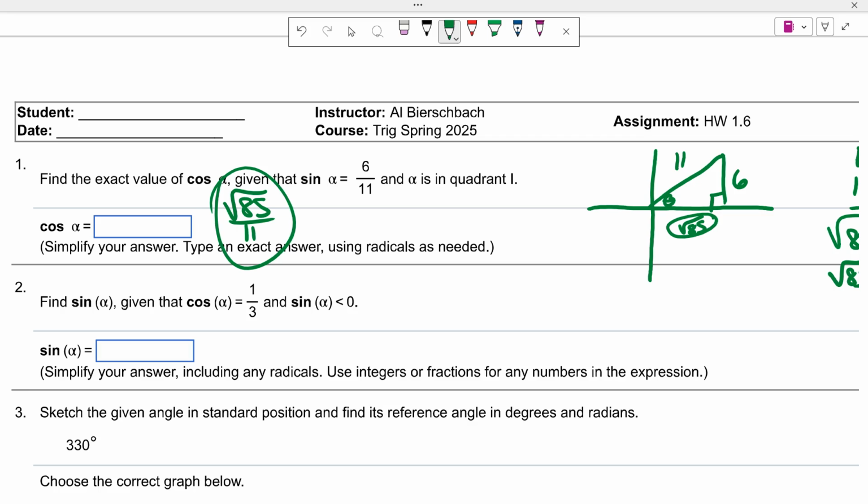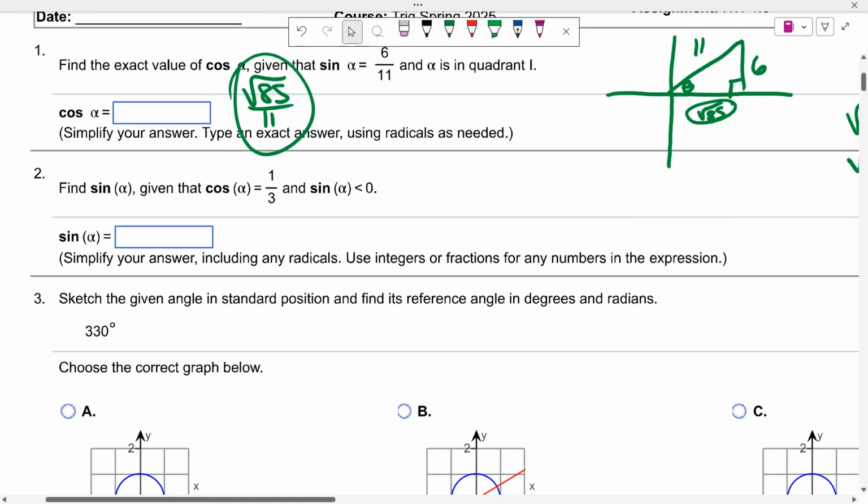Okay, let's do that again for a little different one. Find the sine of A if the sine is going to be negative and the cosine is positive. Well, what quadrant would I be in if the sine is negative and the cosine is positive? Quadrants 1, 2, 3, or 4. Let's think a little bit. Which quadrant would I be in?